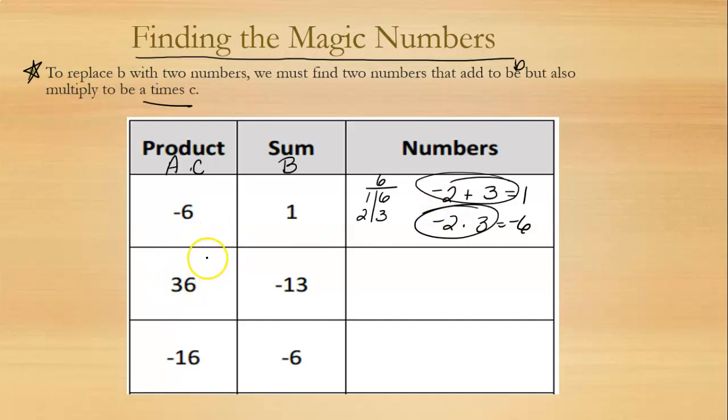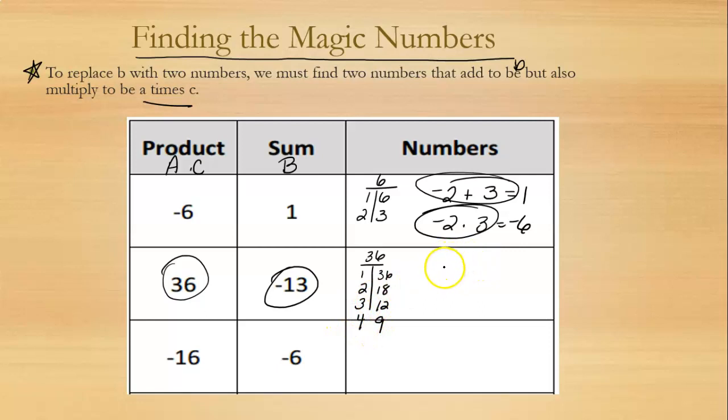You pause the video and see if you can find two numbers that multiply to be 36 and add to be negative 13. Well, you should have started thinking about what numbers multiply to be 36. 1 and 36 can't add or subtract to make 13. 2 and 18 can't add or subtract to make 13. 3 and 12, nope, still doesn't work. Let's try 4 and 9. Ooh, interesting. 4 and 9 would add to be positive 13.